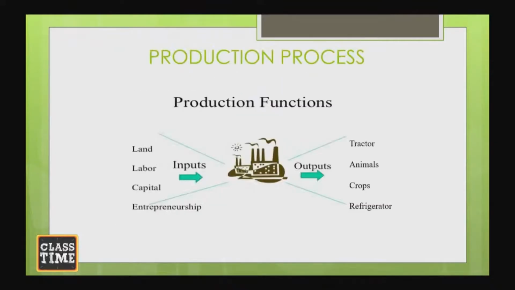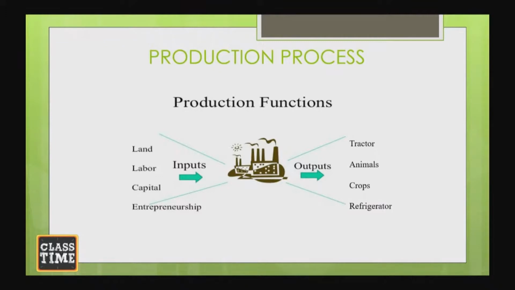Next we're looking at the processes or the functions involved in production. Production functions have inputs and outputs. The inputs of production are the factors of production: land, labor, capital, and entrepreneurship. At times I'll be using the term enterprise or management. These are the factors or the inputs of production. The outputs of production are the end result of production, which are goods and services.